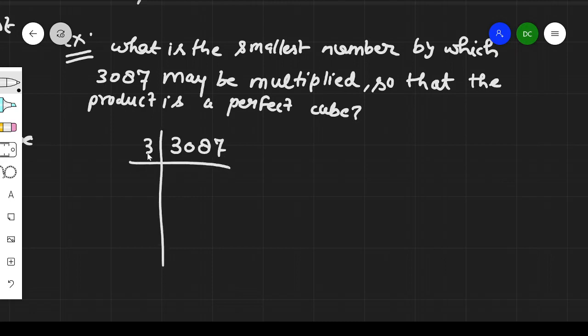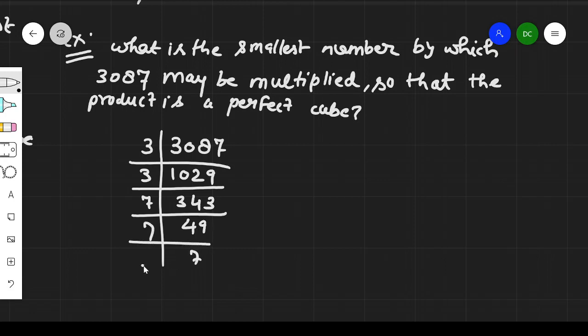It is divisible by 3. So 3 1s are 3, 3 0s are 0, 3 3s are 9, 3 9s are 27. Again 3 3s are 9, 3 4s are 12, 3 3s are 9. Now 343 is divisible by 7, as we all know. 7 4s are 28, 7 9s are 63, 7 7s are 49 and 7 1s are 7. So 3087 is equal to 3 multiplied by 3 multiplied by 7 multiplied by 7 multiplied by 7.